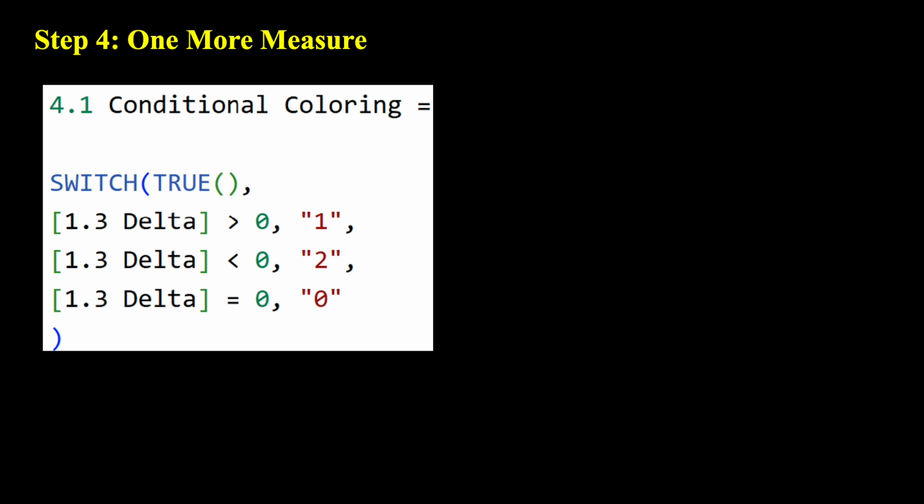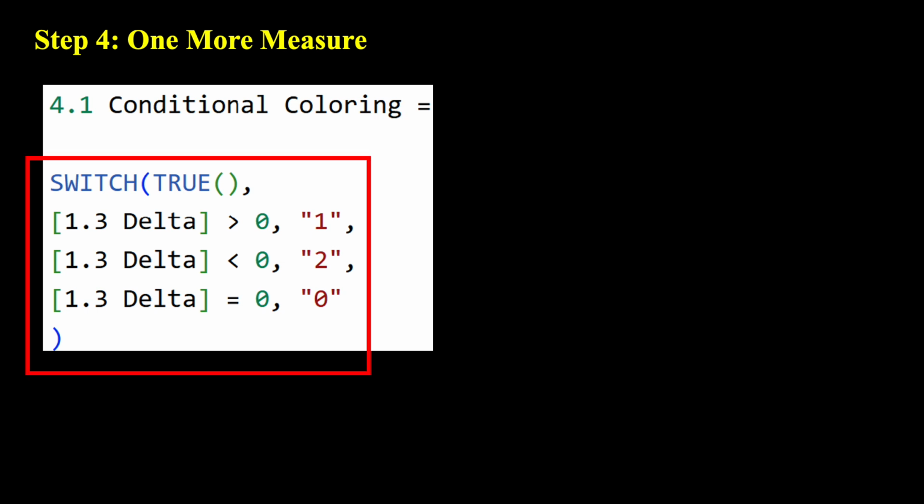Step 4. I promise this will be the last measure we need to create. And let's name it conditional coloring. And with the SWITCH function, this will be used to determine the coloring of the trend indicators.